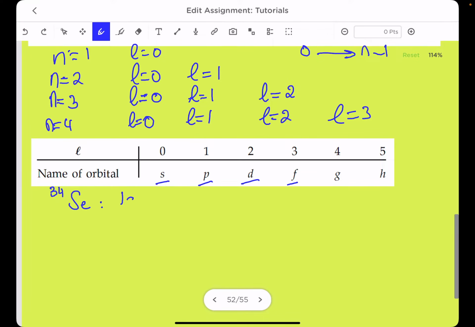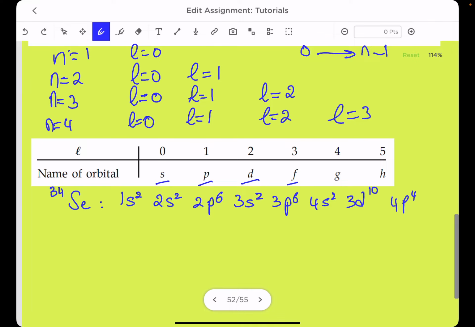So if I write it: 1s2, 2s2, 2p6, 3s2, 3p6, 4s2, 3d10, and 4p4. Let's just discuss the L over here. I don't want to complicate things.